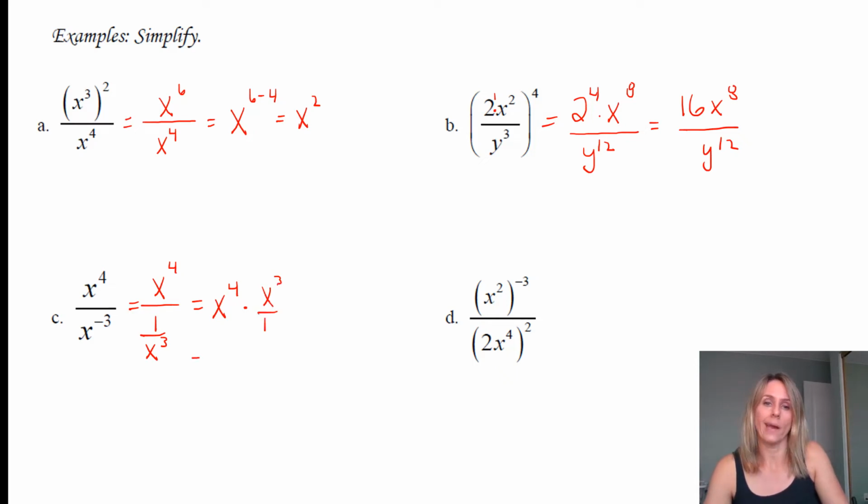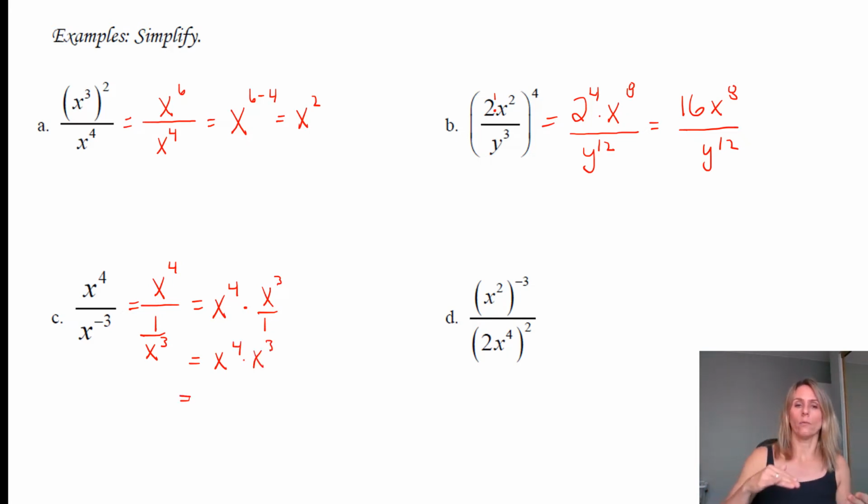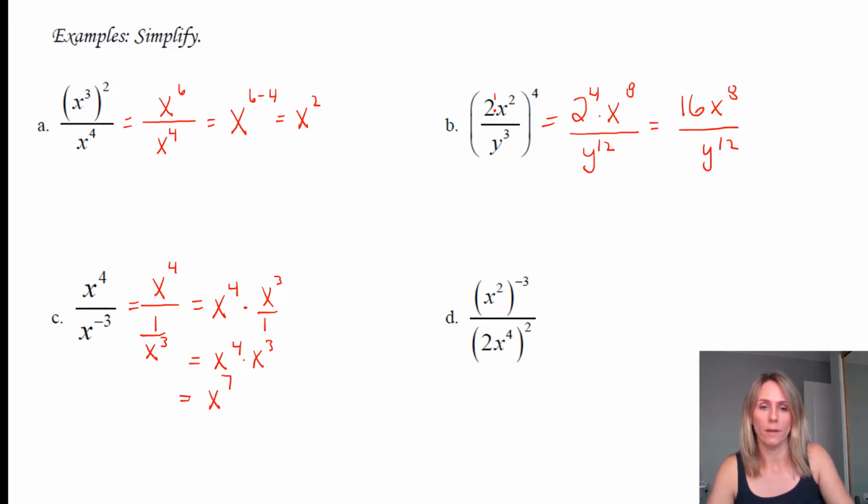And of course, dividing by 1 is just the same thing. So now we see that we have x to the 4th times x cubed. Now we just use our rule for multiplication of the bases. We add the exponents, and we have x to the 7th. That's our final answer. If you see the first piece of what we had for C and then your answer, it's not surprising: if I just bring that x to the negative 3 up, I have x to the 4th times x cubed, and then I add my exponents.